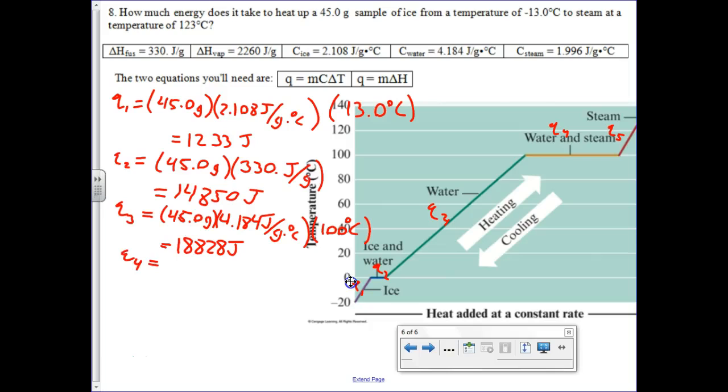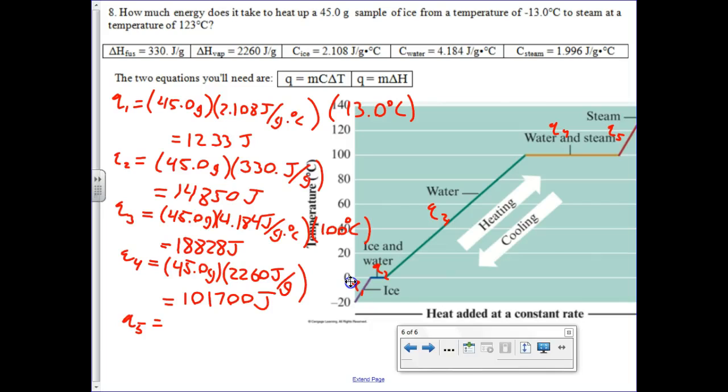Q4 is the boiling. Okay, we need the enthalpy of vaporization. So Q equals m times delta H. M is still 45. Surprise, surprise. And the enthalpy of vaporization is given to us as 2260 joules per gram. Okay, which is going to give us a Q4 equal to 101,700 joules. I'm sorry, 700. That's where my brain was thinking.